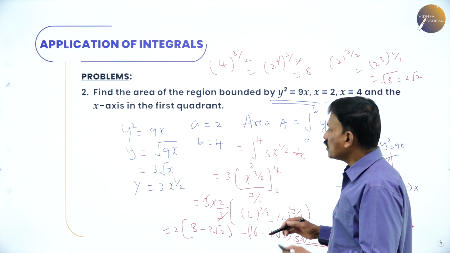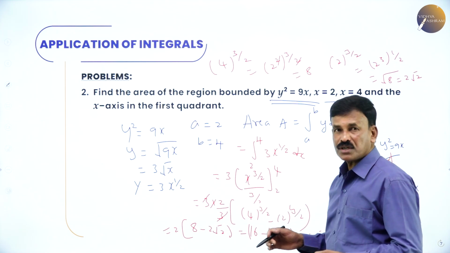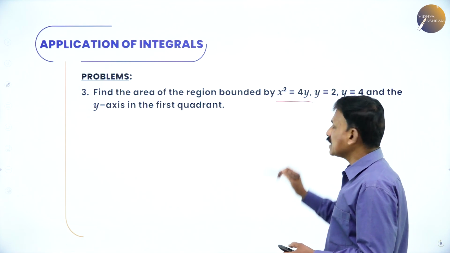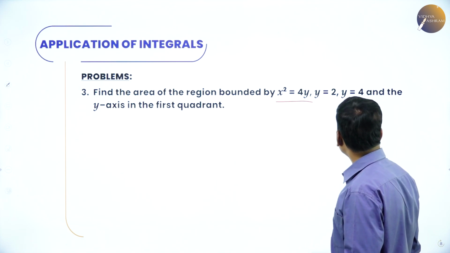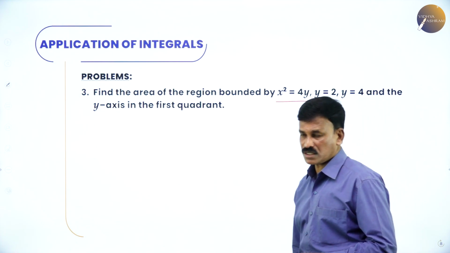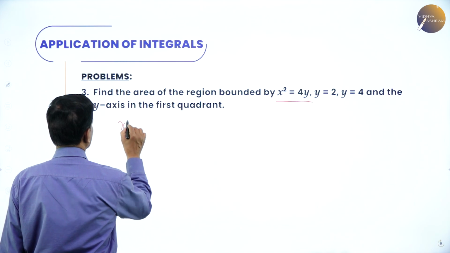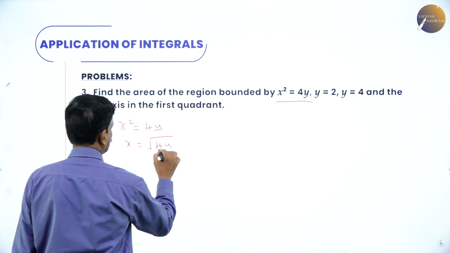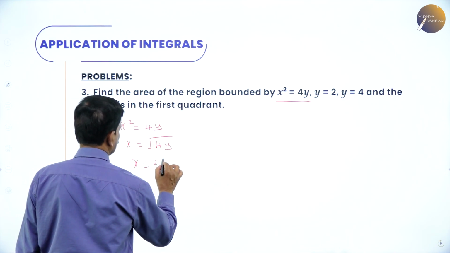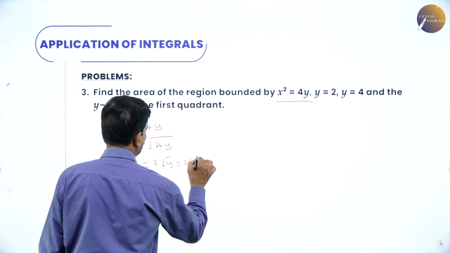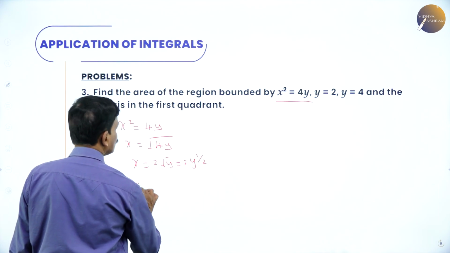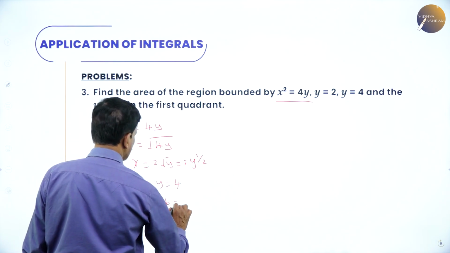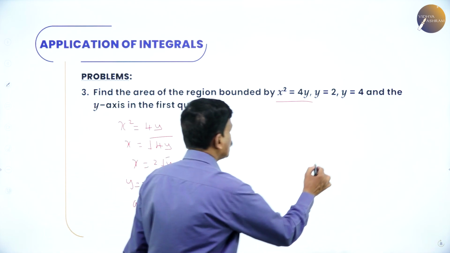Now, these are the problems based on the curves which lie in the first quadrant and x-axis. Now move on to the second type problems. Find the area of the region bounded by x square is equal to 4y, y is equal to 2 and y is equal to 4 and y-axis in the first quadrant. Same, what is given here? Again, this is also a parabola opening upward. x square is equal to 4y. x is equal to square root of 4y, which is 2 times root y. That is 2 times y to the power of 1 by 2. And what is given? y is equal to 2 and y is equal to 4, means here a is equal to 2 and b is equal to 4. So this is the curve.